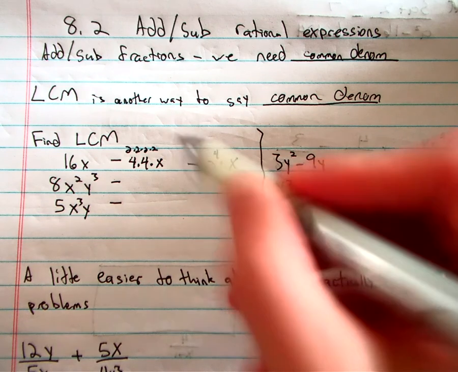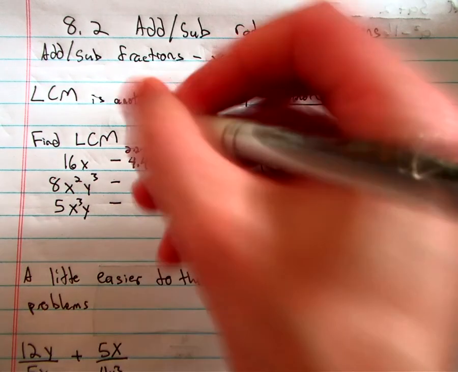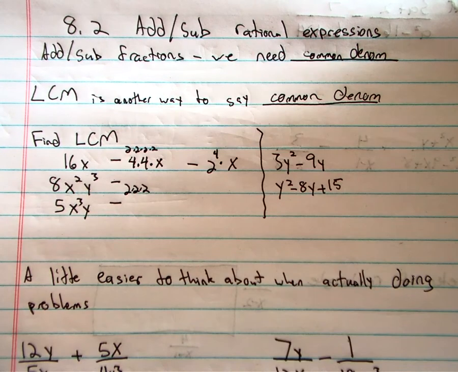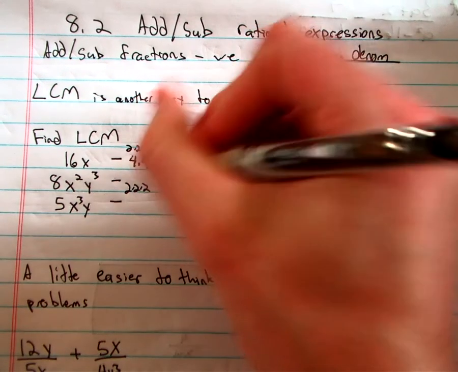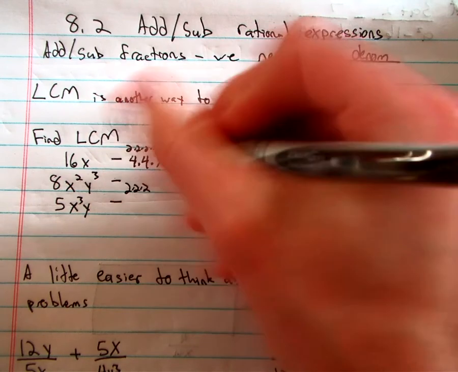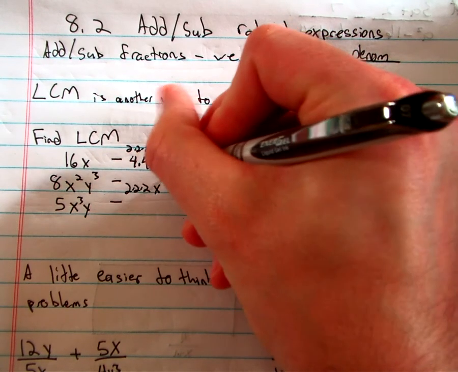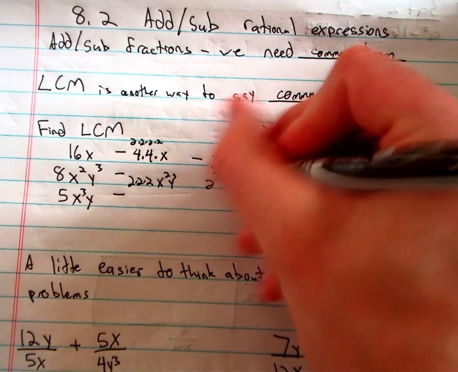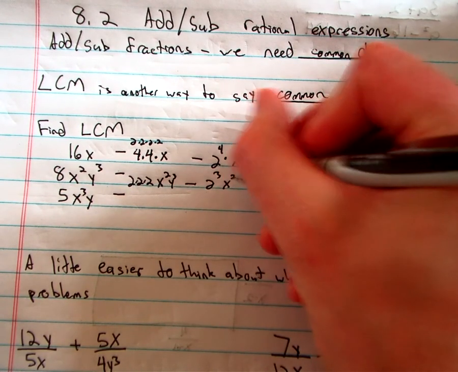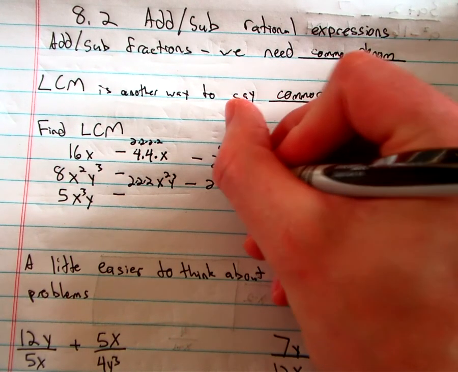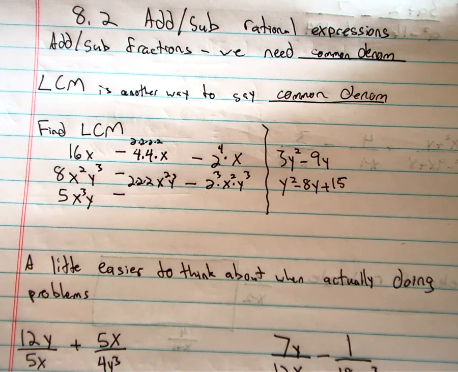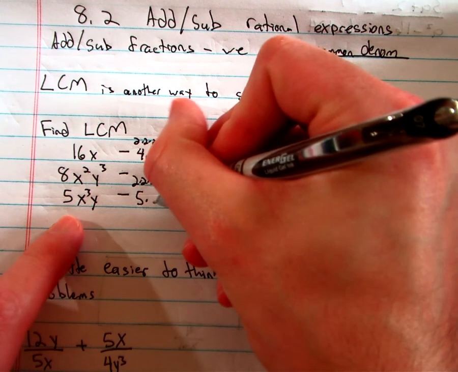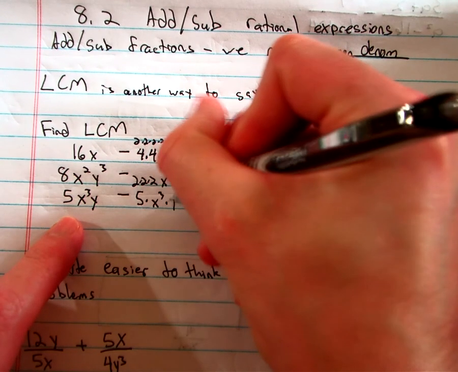8 is 2 times 2 times 2, and then we have our x. You don't need to really break apart the letters. You can just leave them there with their powers, x squared and y to the third. So we have 2 to the third, x squared, y to the third. And then we have 5. There's really nothing to do there with 5. X to the third, y.